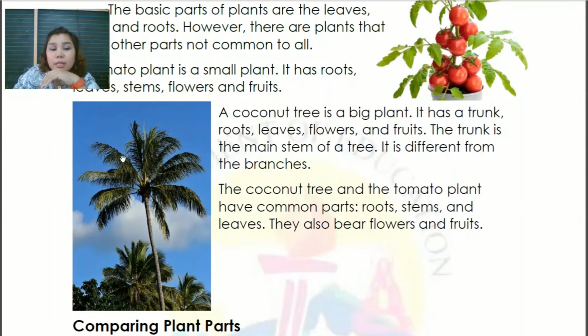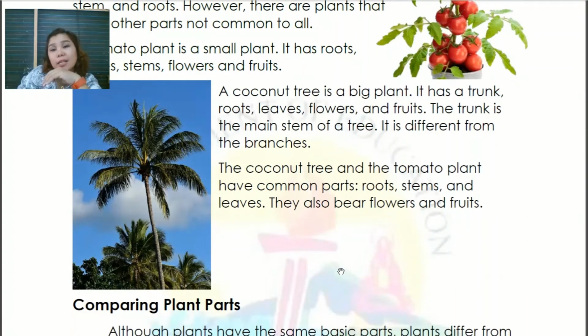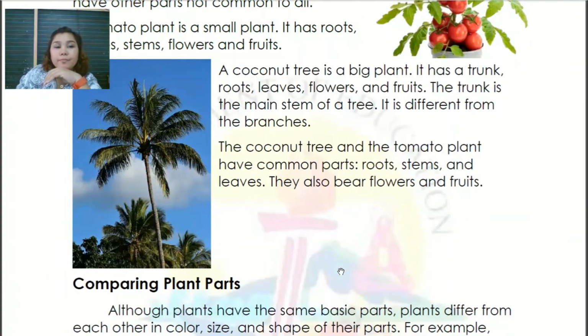So, ang branches yung nasa malapit na sa leaves. But the trunk, parang it's the main stem. So the coconut tree and the tomato plant have common parts, which are roots, stems, and leaves. They also bear flowers and fruits. So even if they differ in size or in how they look, they still have common parts.